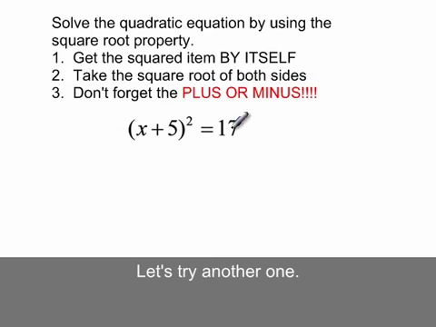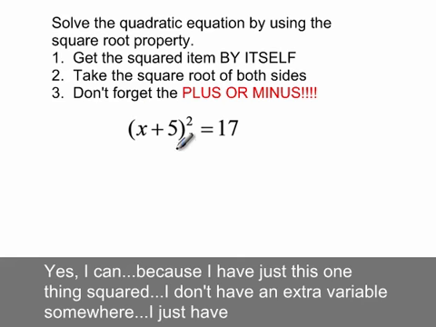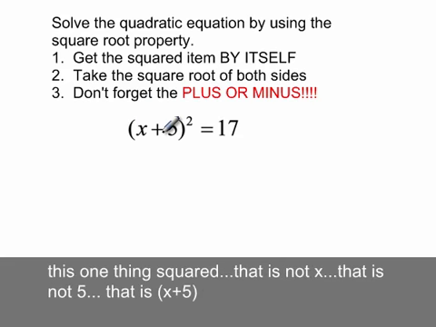Let's try another one. I'm solving this quadratic equation. Can I use the square root property? Yes, I can, because I have just this one thing squared. I don't have an extra variable somewhere. I just have this one thing. Just the one thing squared.